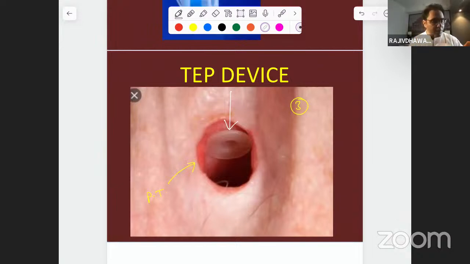Now, modified RND type 3 means you do RND, but you save three structures. You preserve three structures: the accessory spinal nerve, internal jugular vein, and sternocleidomastoid muscle, beta.